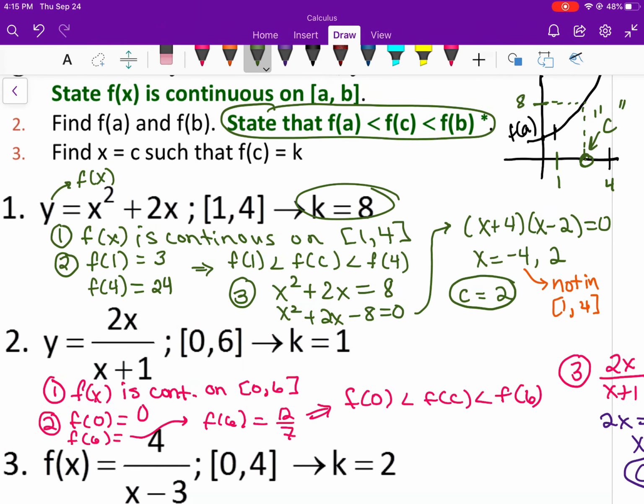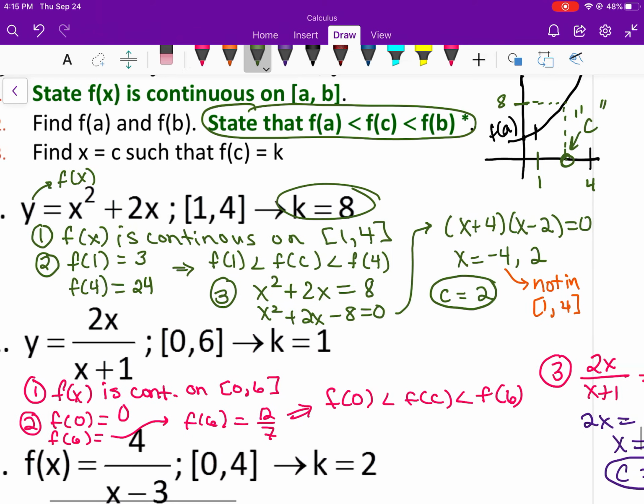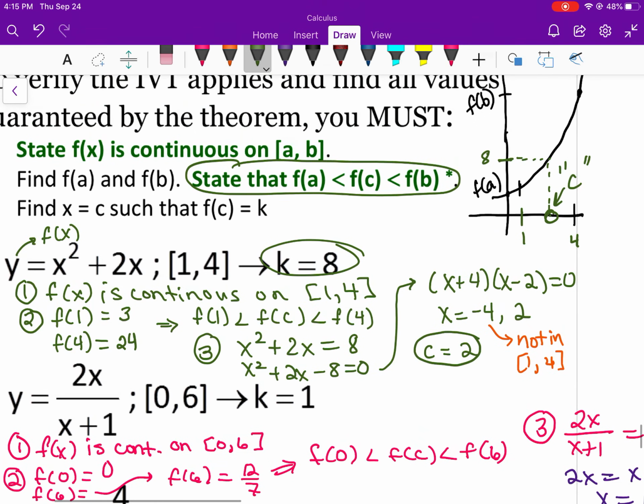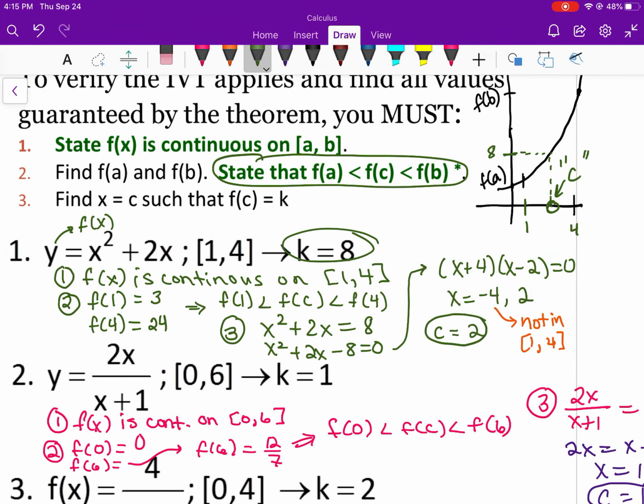You find f of 1 and f of 3, and then you're going to show that f of c is in between there. And I think, yeah, this 8 would represent our f of c. So you put these in numerical order. So f of 1 is smaller, so it's on the left side. F of 4 is bigger, so it's on the right side. If it were the other way around, of course, I would put the smaller one on the left.